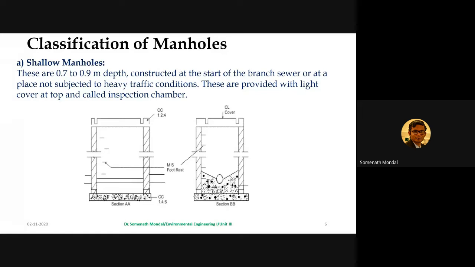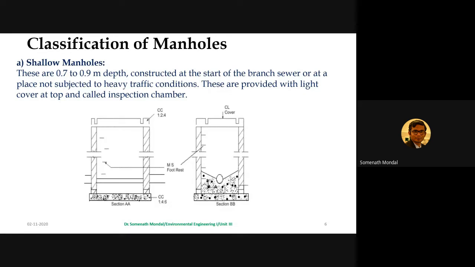Because see, we are talking about shallow, so we don't have enough soil cover at the top. That is why if we apply a huge load like traffic load, then that can damage the sewer pipes. In order to avoid that, we can only adopt shallow manholes and shallow sewer pipes where we don't have the chance of heavy traffic which can come within the zone of the manhole. Such a manhole is provided with a light cover at its top and is called an inspection chamber. So these shallow manholes are often called inspection chambers.